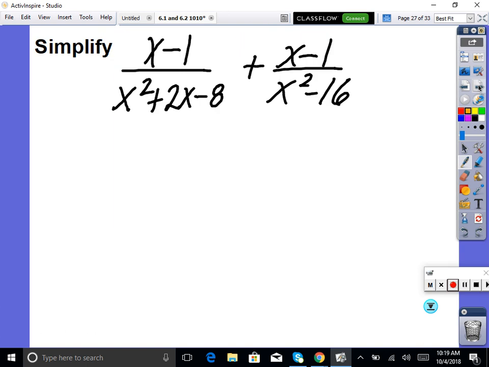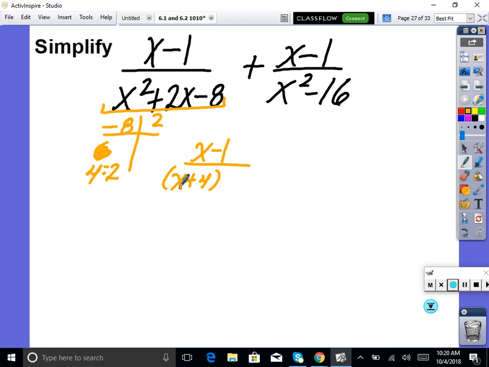Okay, next one. Our first step is to factor out the denominator only. So we have, well, what multiplies to be negative 8 and adds up to be 2? 8, 4 times 2, right? Negative 2. I can quick factor. So I have a final place where I put my final factors. x minus 1, and then I have x plus 4 times x minus 2, and then I'm going to go ahead and put in parentheses because that's required if there's two terms.